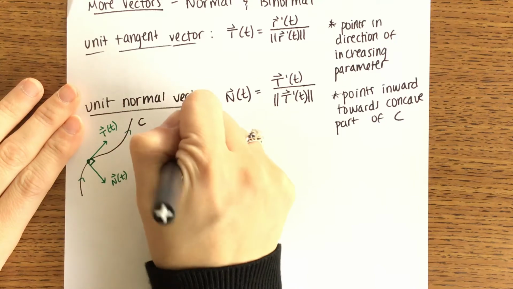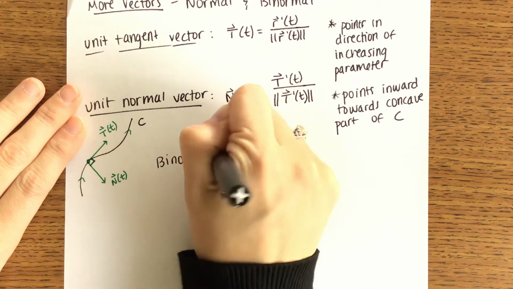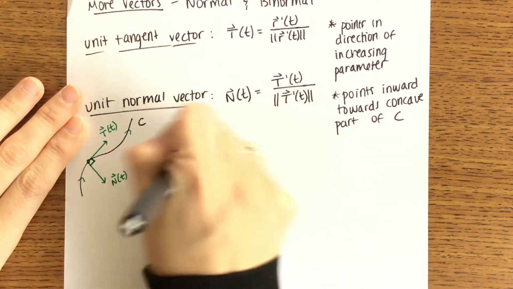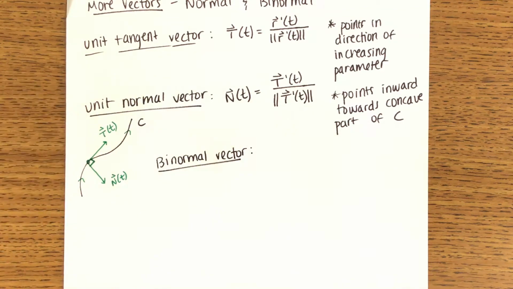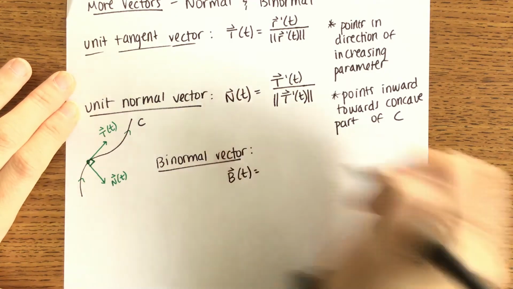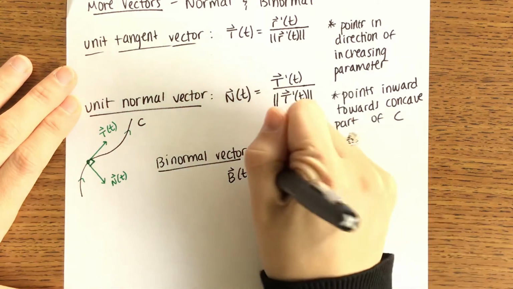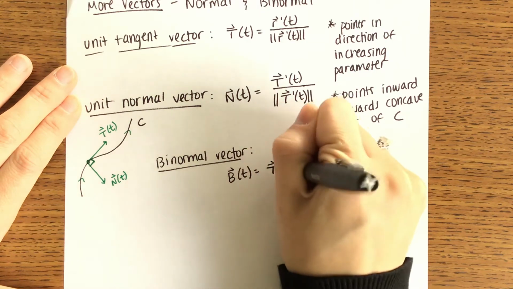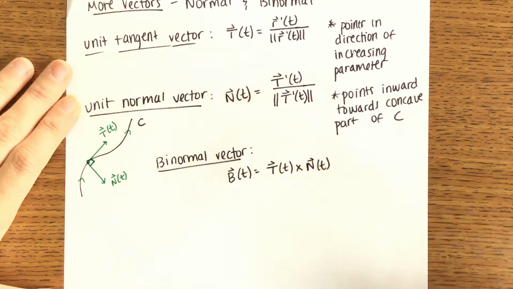Last vector is called the binormal vector. Binormal vector is going to be a vector that's perpendicular to both the unit tangent and the unit normal vector. So if I have two vectors, how do I find a vector that is orthogonal to them? Cross product. So the big B is the binormal vector. That's going to be the unit tangent vector crossed with the unit normal vector.